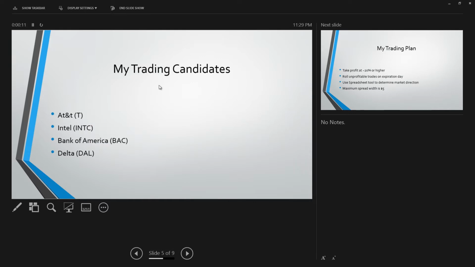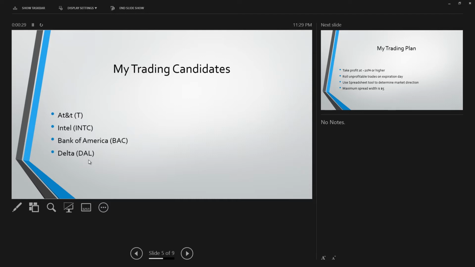My trading candidates for this strategy: I use AT&T, Intel, Bank of America, or Delta. There's probably 100 other candidates you could use. I use these four because I like them. I'm familiar with their companies. They're all relatively stable companies.